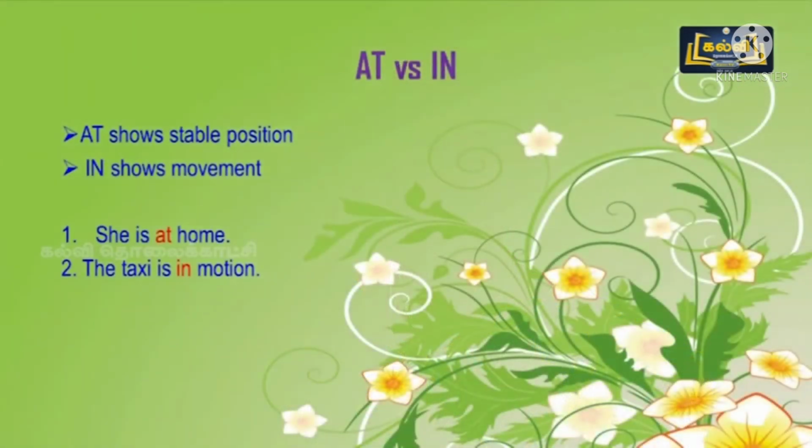And one more explanation. At shows stable position and in shows movement. What is stable position? Without movement. Okay, for example, she is at home. She is at home means she doesn't go anywhere. Second example, the taxi is in motion. Motion means movement. So, the taxi is moving. So, we are using in there.